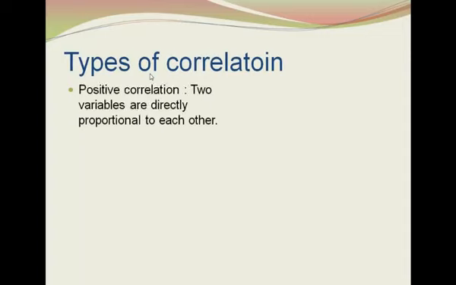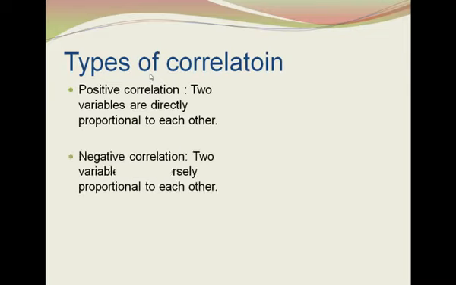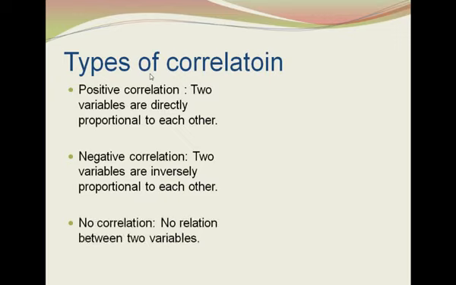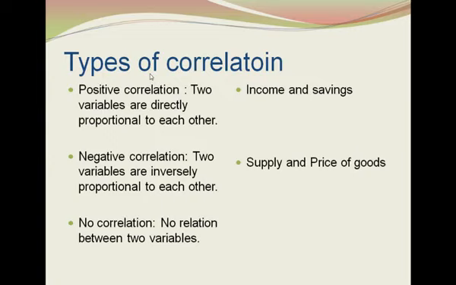And that's why correlation is divided into three types, namely positive correlation. In positive correlation, two variables are directly proportional to each other. The second type of correlation is negative correlation. In negative correlation, two variables are inversely proportional to each other. The third type of correlation is no correlation. Examples of positive correlation are income and savings, income and expenditure, electricity bill and electricity consumption, etc. Examples of negative correlation are supply and price of goods, speed of a vehicle and time to reach the destination. An example of no correlation is weight of a student and temperature, etc.